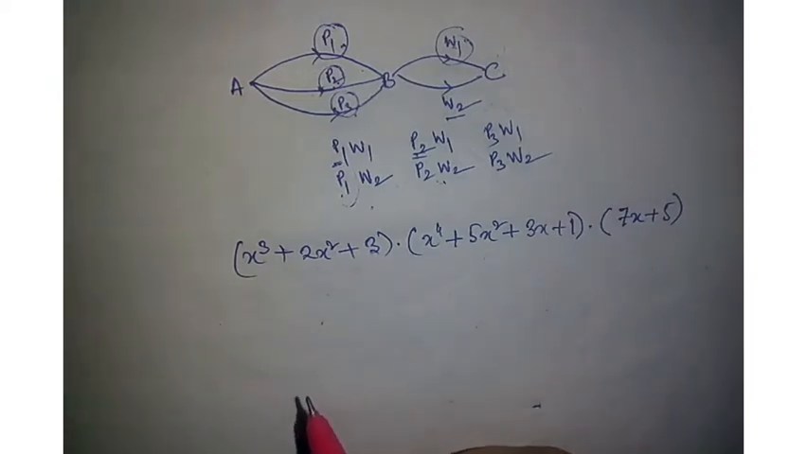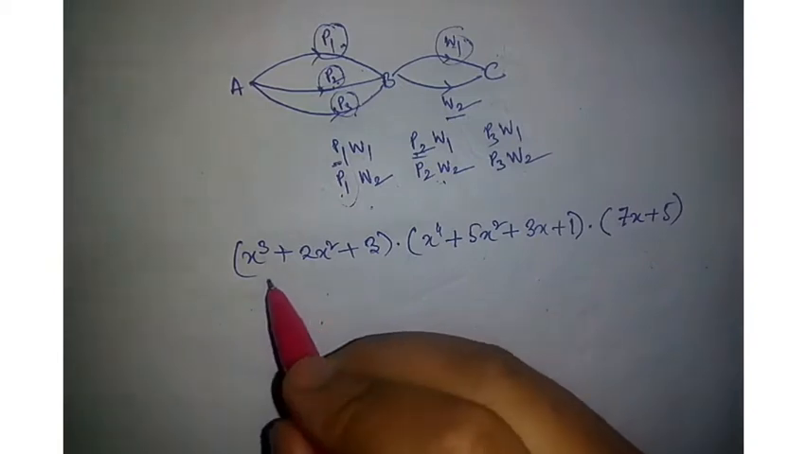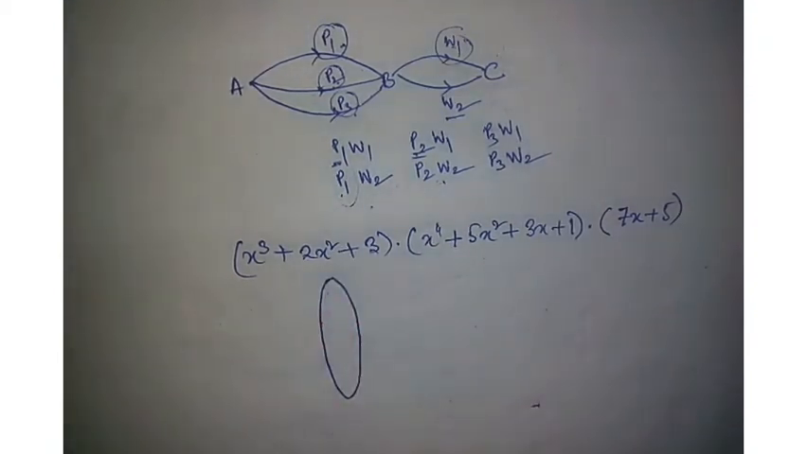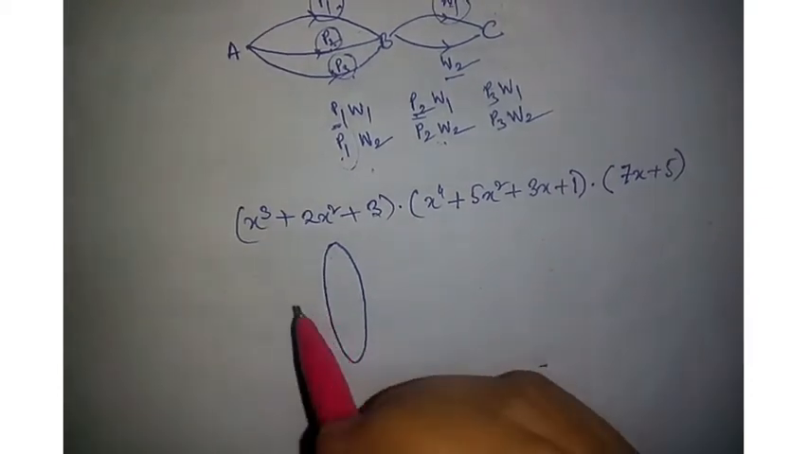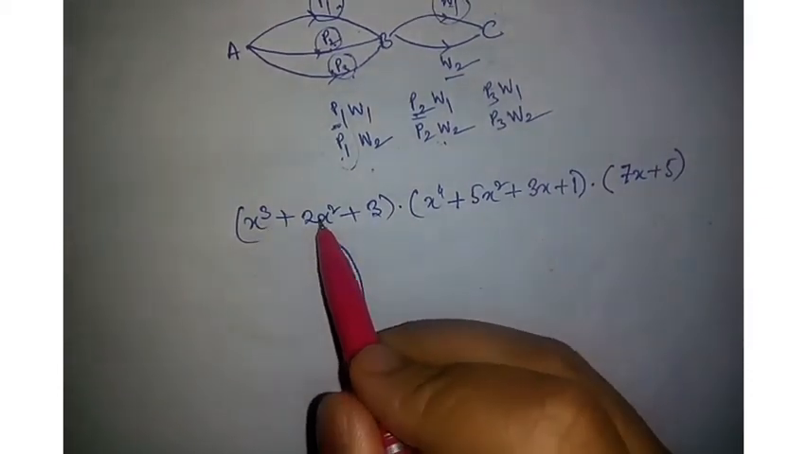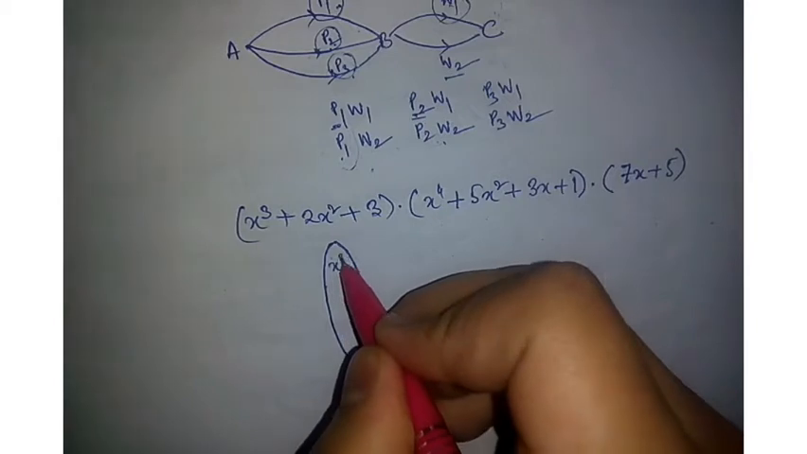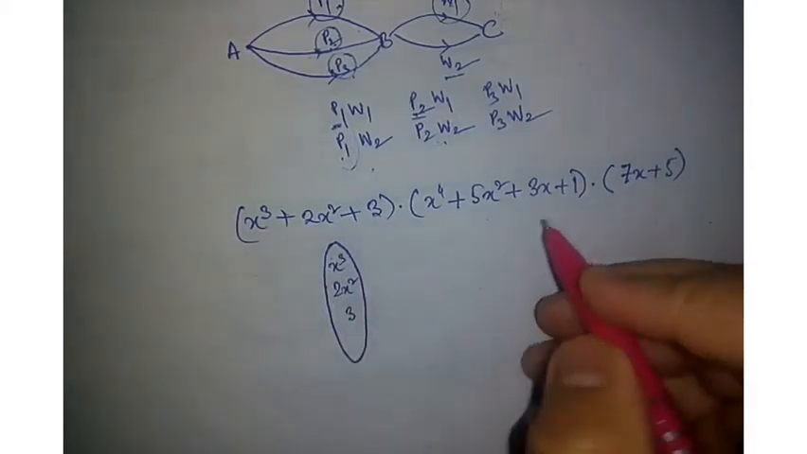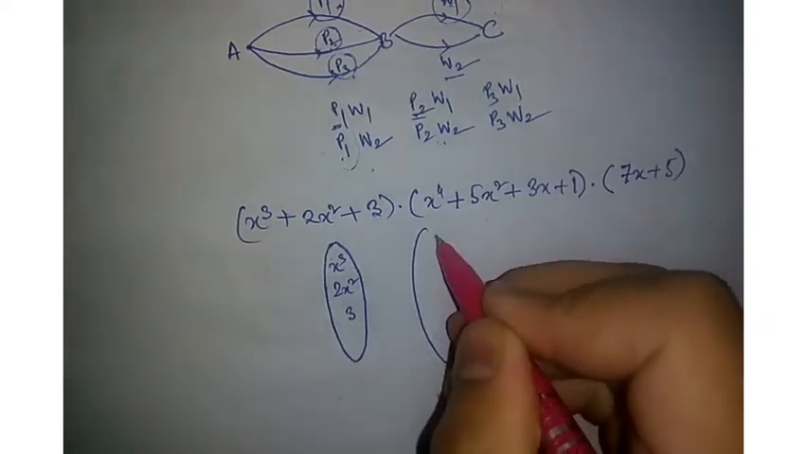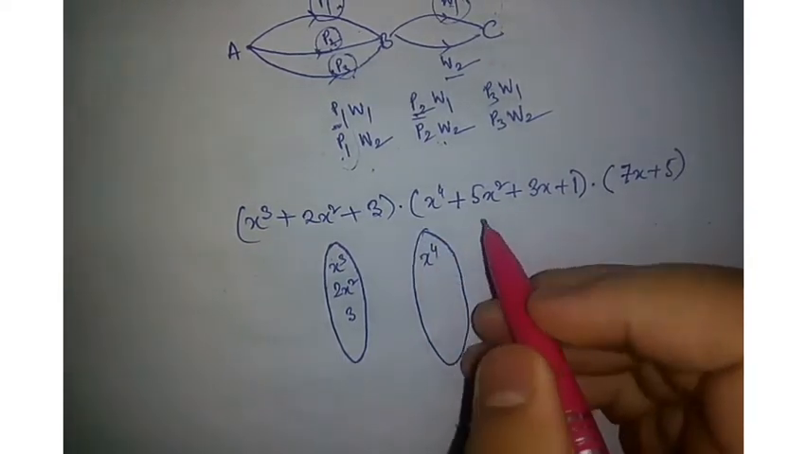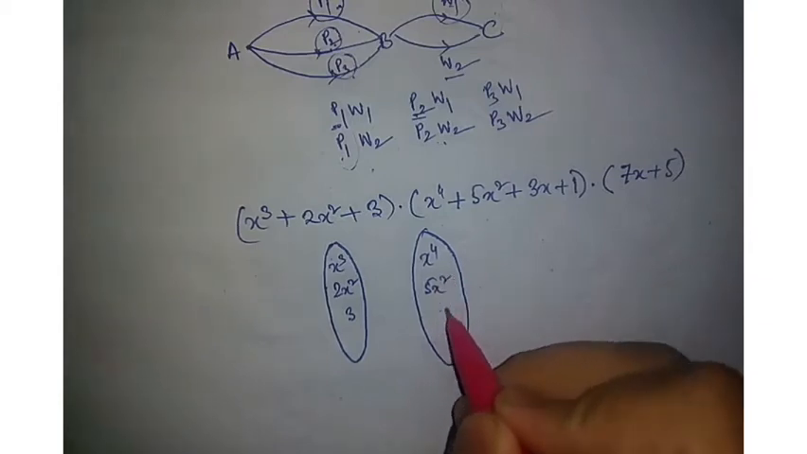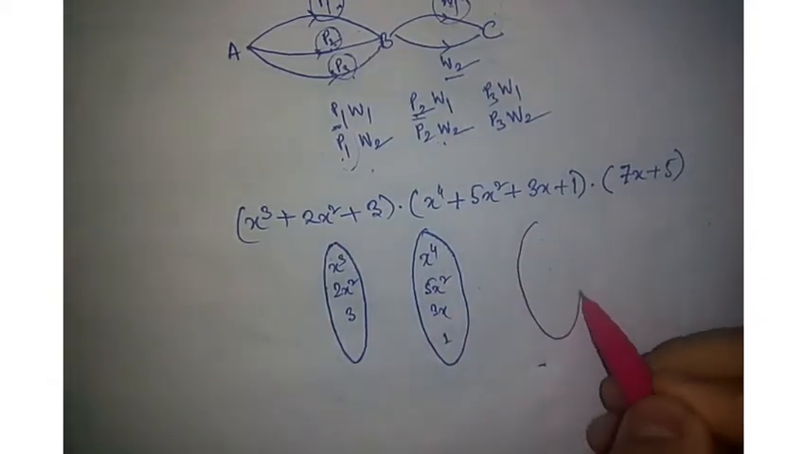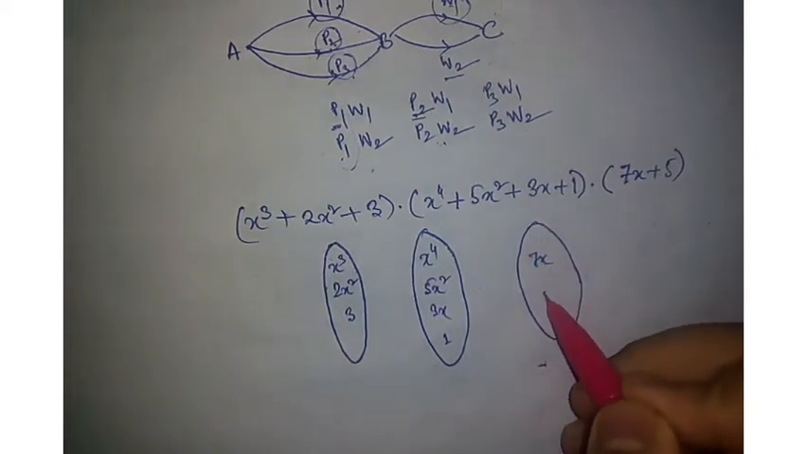The methodology of solving this question is that we will draw some diagrams that were quite frequent when we solved problems of sets. We will represent these terms in this diagram. x cube I have written here, then I have written 2x square, then I have written here 3. Then I will do the same: x to the power 4, 5x square, 3x, then 1. Then here the same, 7x, 5.